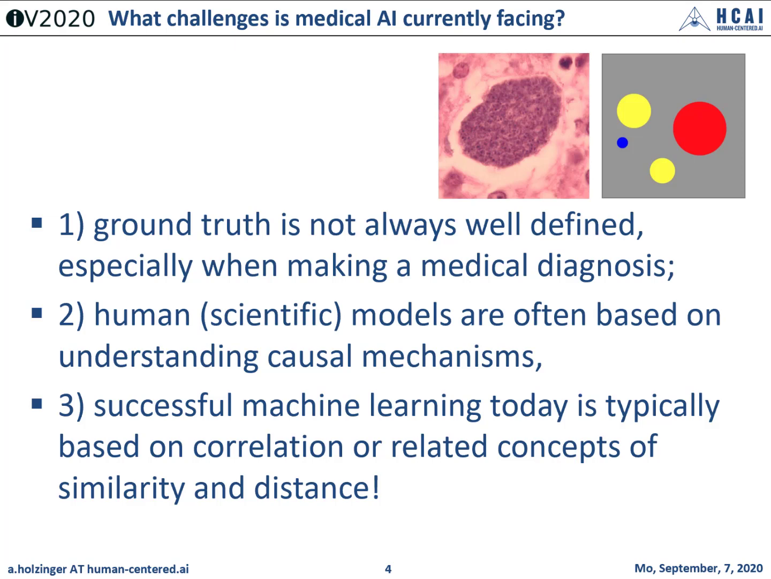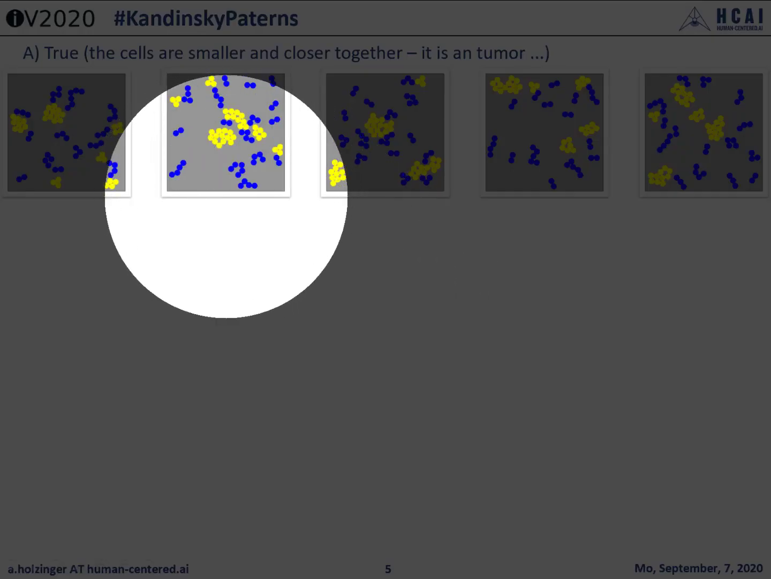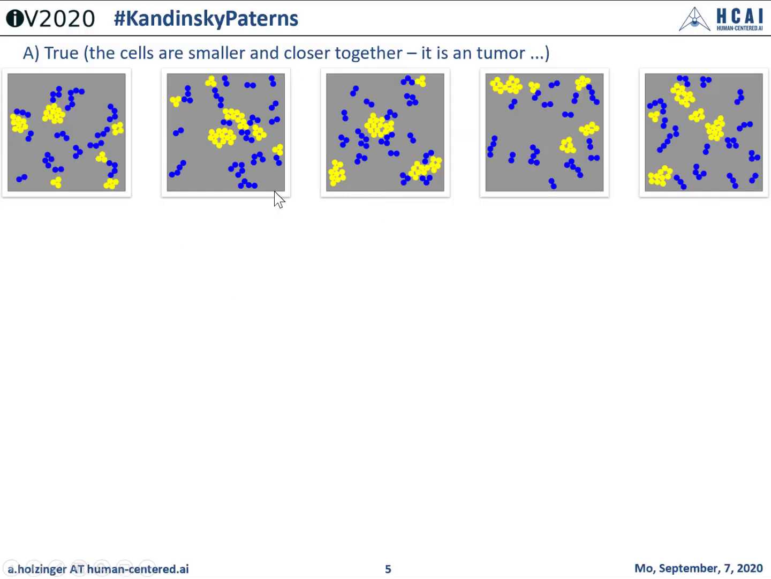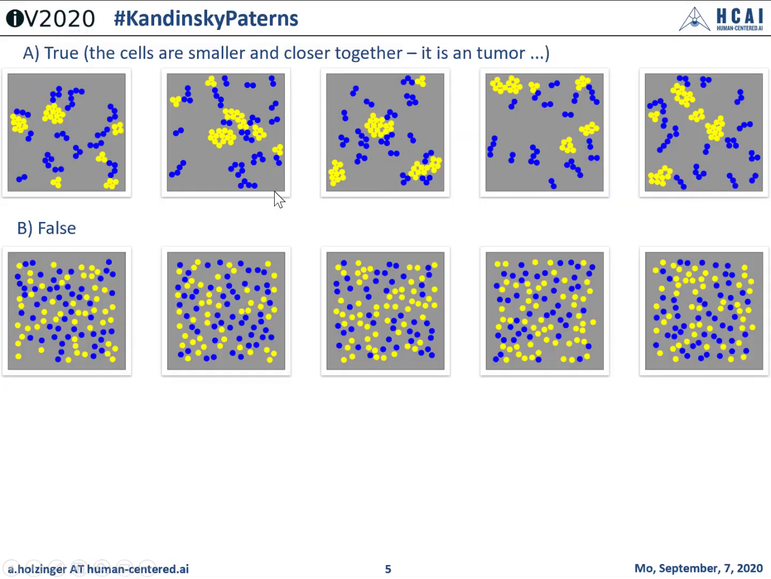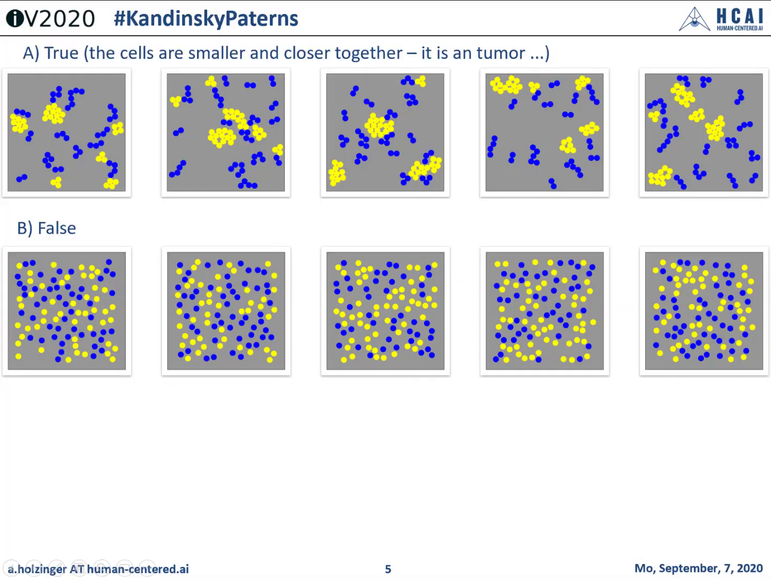So, among others, this was the motivation for the development of our KandinskyPatterns exploration environment, which I will show you in the next slide. So, #KandinskyPatterns, within our exploration environment, we are able to build such concepts as you have seen before, but along with the ground truth. Here, for example, the cells are smaller and closer together. It is a tumor. But we can at the same time produce completely false patterns. For example, here a complete random pattern.